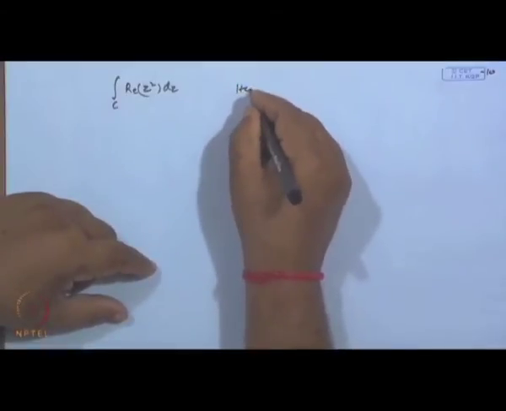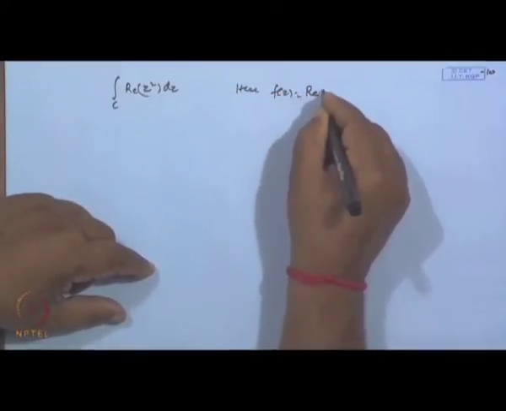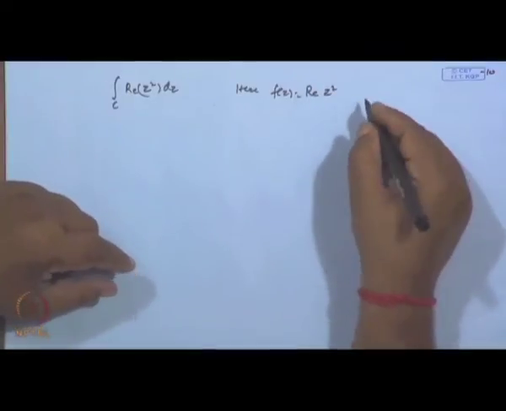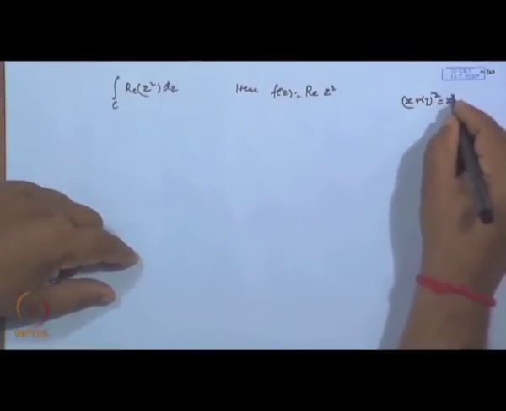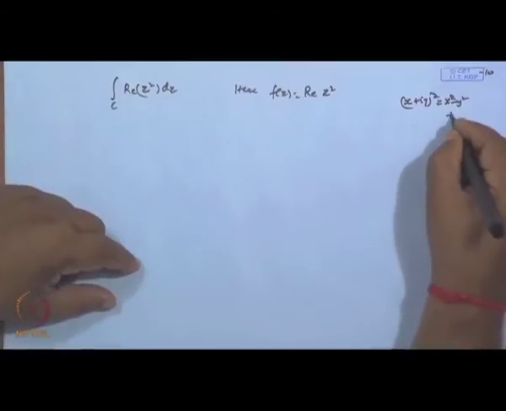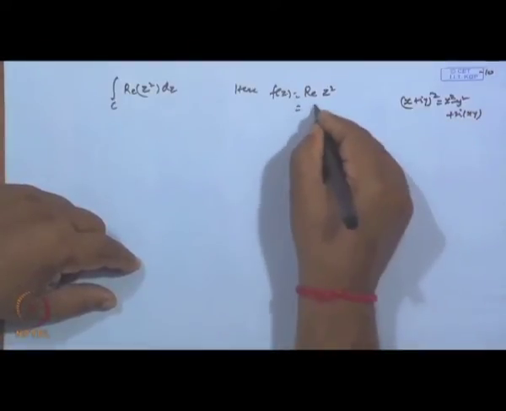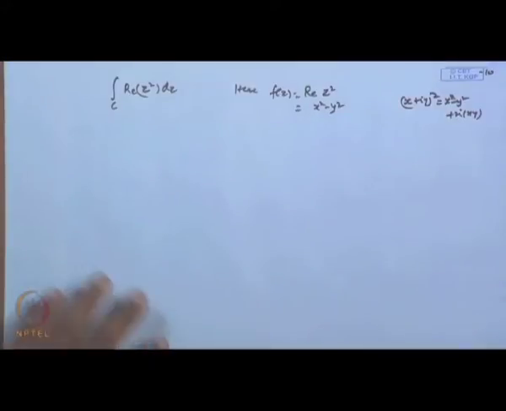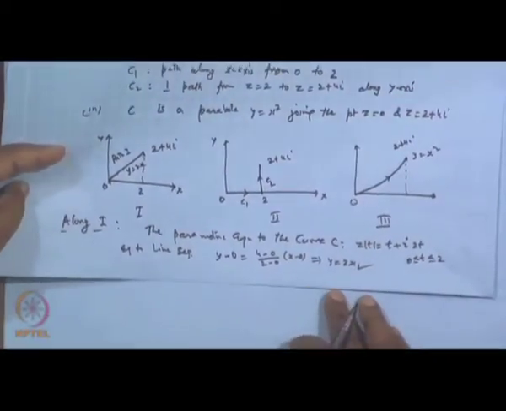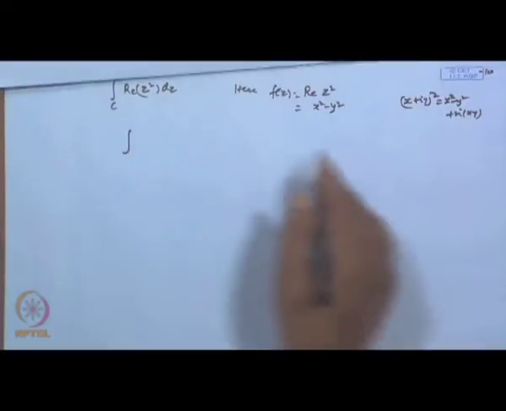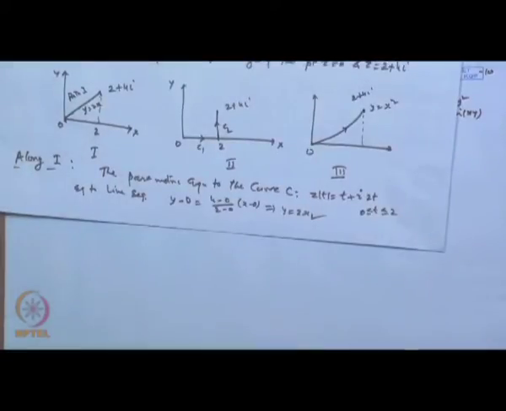First, you calculate the function. What is our function? Here f of z is the real part of z squared. Z squared means (x + iy) whole squared, so this will be equal to x squared minus y squared plus 2i times xy. The real part of this means x squared minus y squared. Now, compute this value at the points of the curve. X is t, y is 2t.